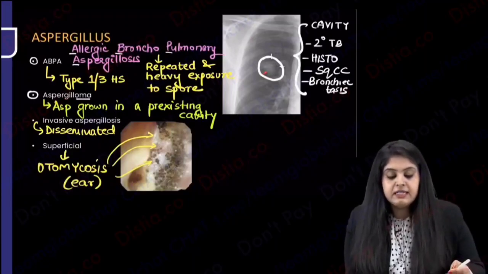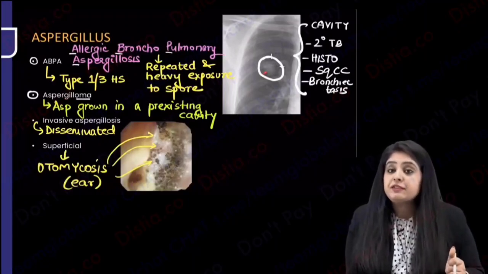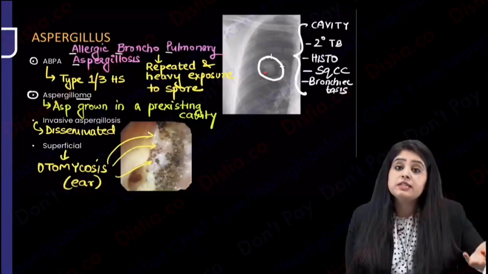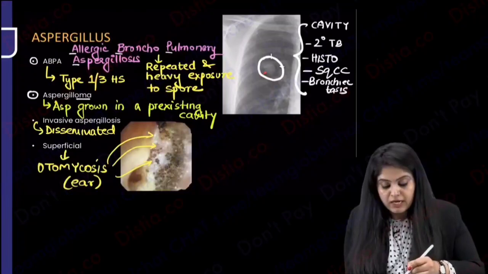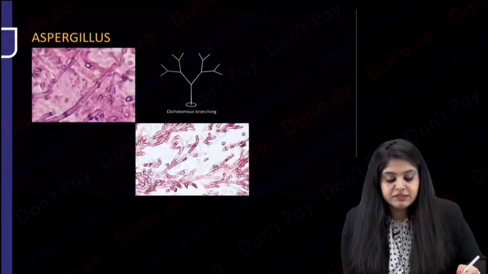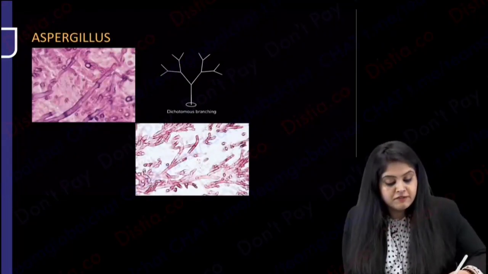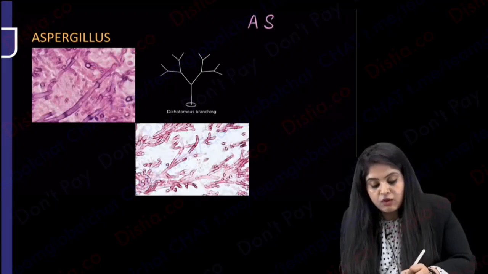Now, having said that, let's take a sample from here. Let's look at it under the microscope, and then let's look at it under the different culture media also. When I talk about Aspergillus, first I'll tell you the mnemonic. That is how everything is going to become a little simple.